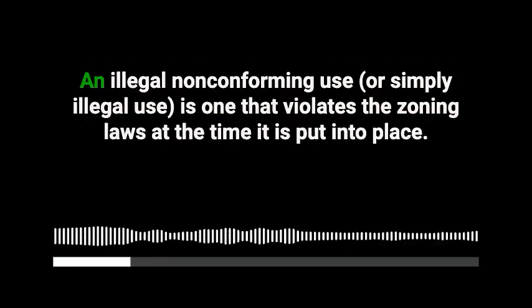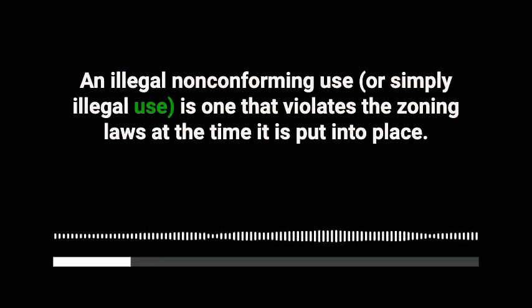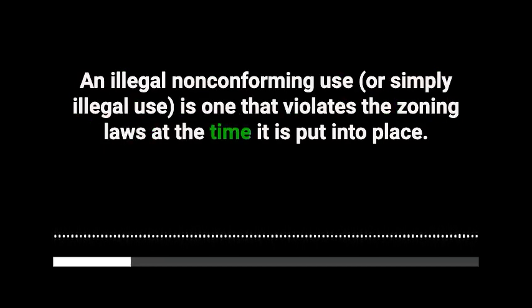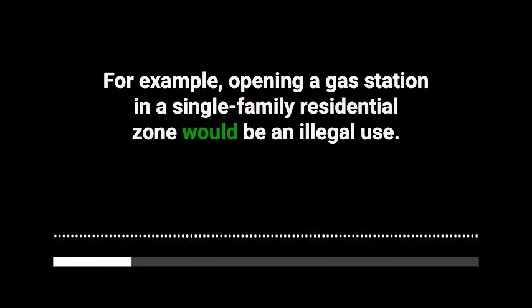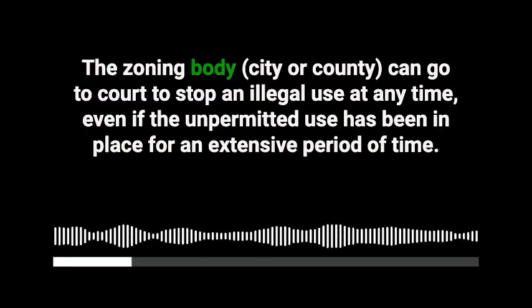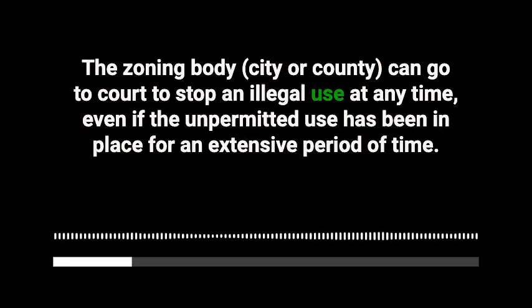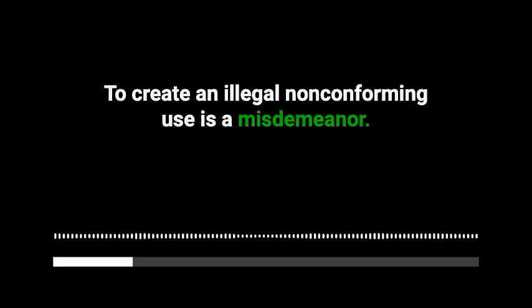Illegal use. An illegal nonconforming use is one that violates the zoning laws at the time it is put into place. For example, opening a gas station in a single-family residential zone would be an illegal use. The zoning body can go to court to stop an illegal use at any time, even if the unpermitted use has been in place for an extensive period of time. To create an illegal nonconforming use is a misdemeanor.